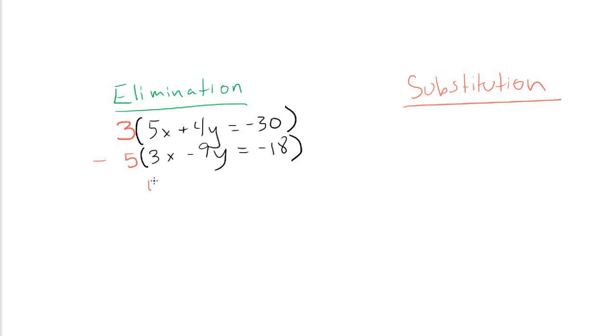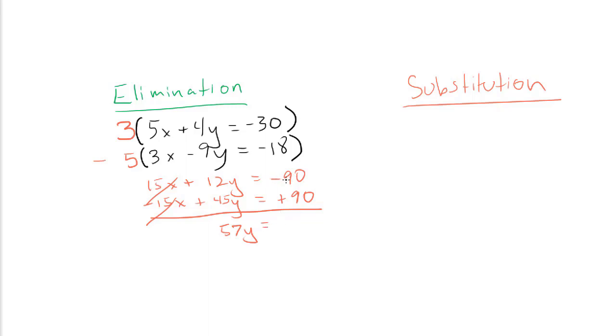So effectively, I get 15x plus 3 times 4 is 12y equals minus 30 times 3 is minus 90. And in my second equation, I will get minus 15x. And minus 5 times minus 9 is plus 45y. And minus 5 times minus 18 is plus 90. So what does that work out to when I add the equations together? I eliminate my x's. I get 12 plus 45 is 57y equals minus 90 plus 90 is 0, which means y equals 0.